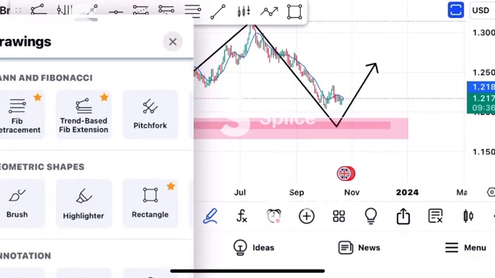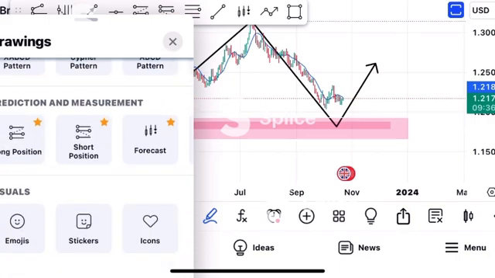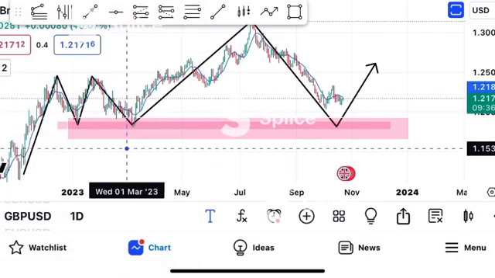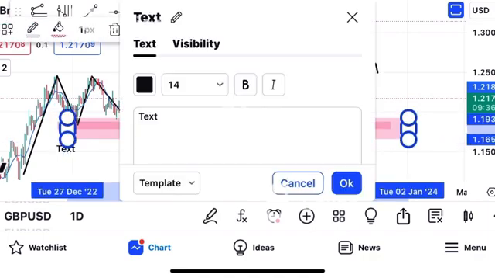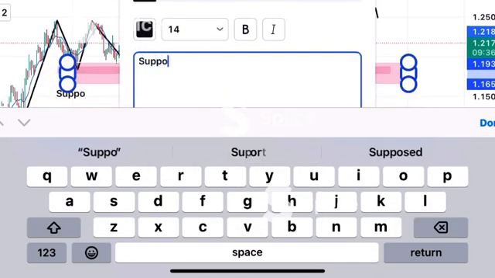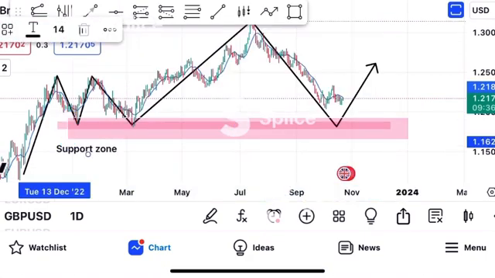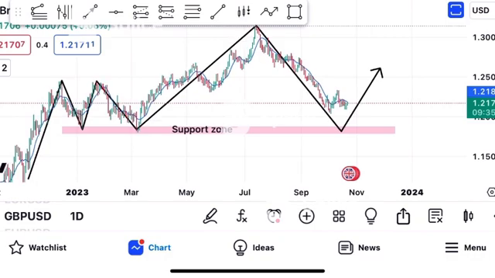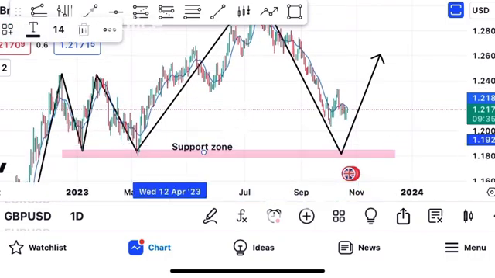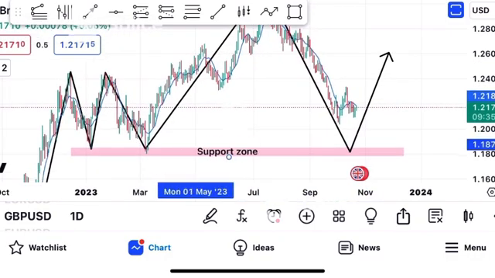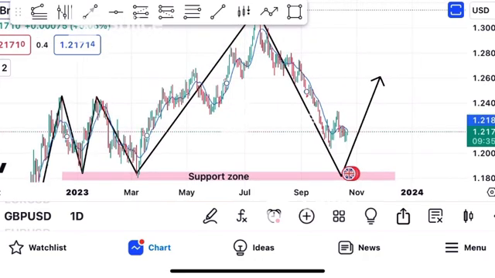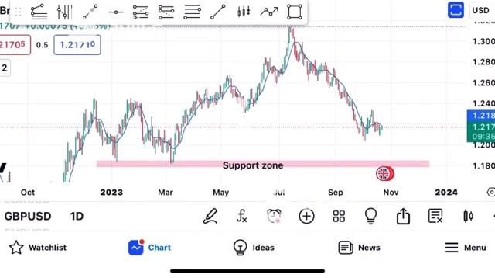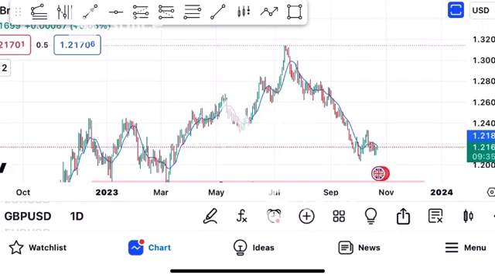So I see there are so many tools to use here for your trading. I basically like to use all these tools because they help me understand the direction of the market. So this is our support zone. Yeah, so we've identified our support zone now in this chart. So let us identify our resistance zone.